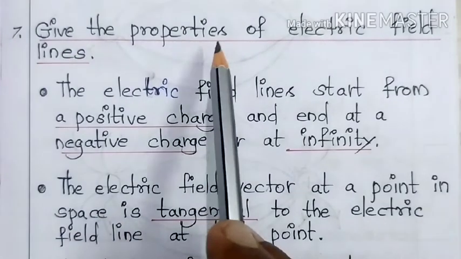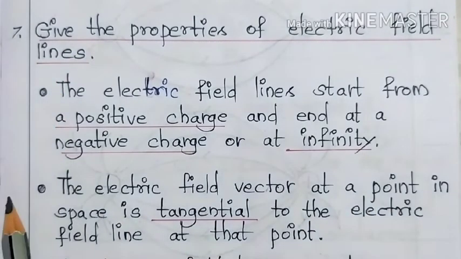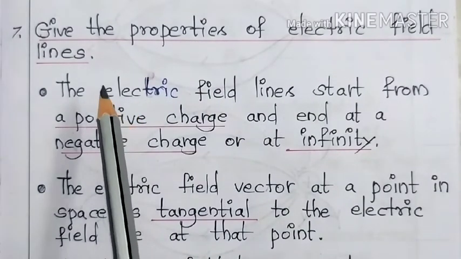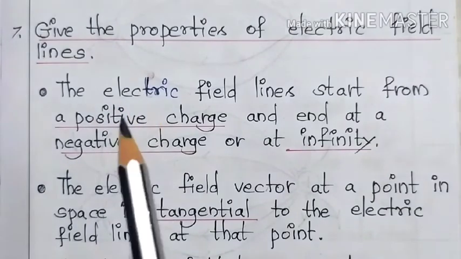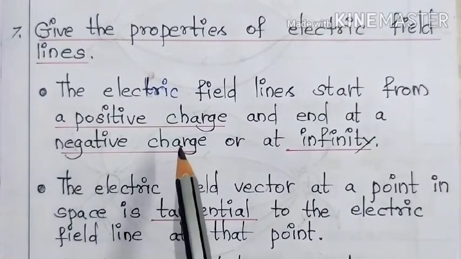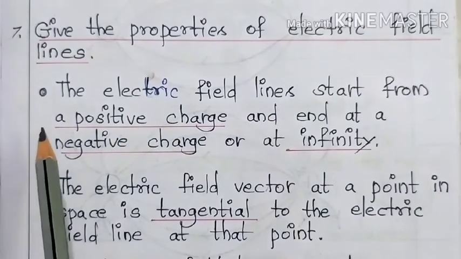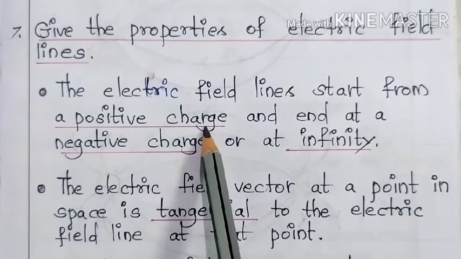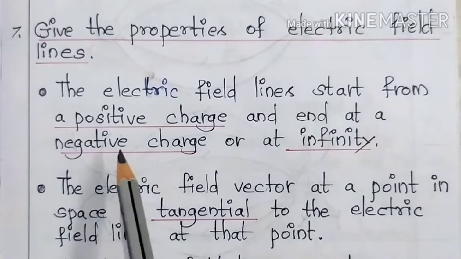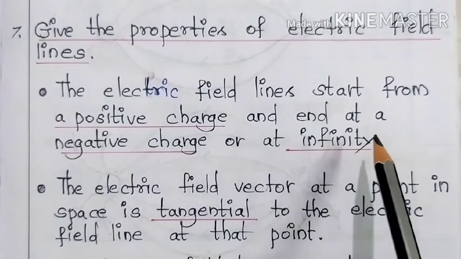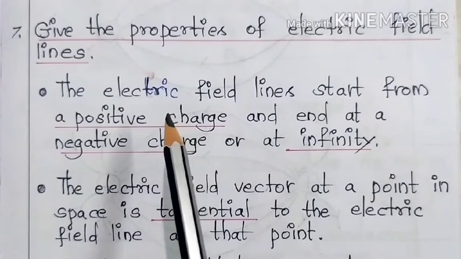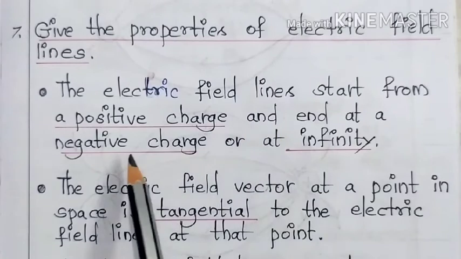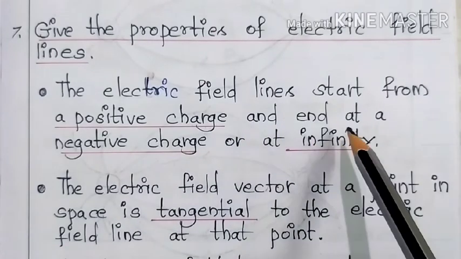Give the properties of electric field lines. We all know that electric field lines originate from a positive charge and they end at a negative charge. Here we are going to see the properties of electric field lines. First one, the electric field lines start from a positive charge and end at a negative charge or at infinity. So, they originate or start from a positive charge and they end at a negative charge or at infinity.